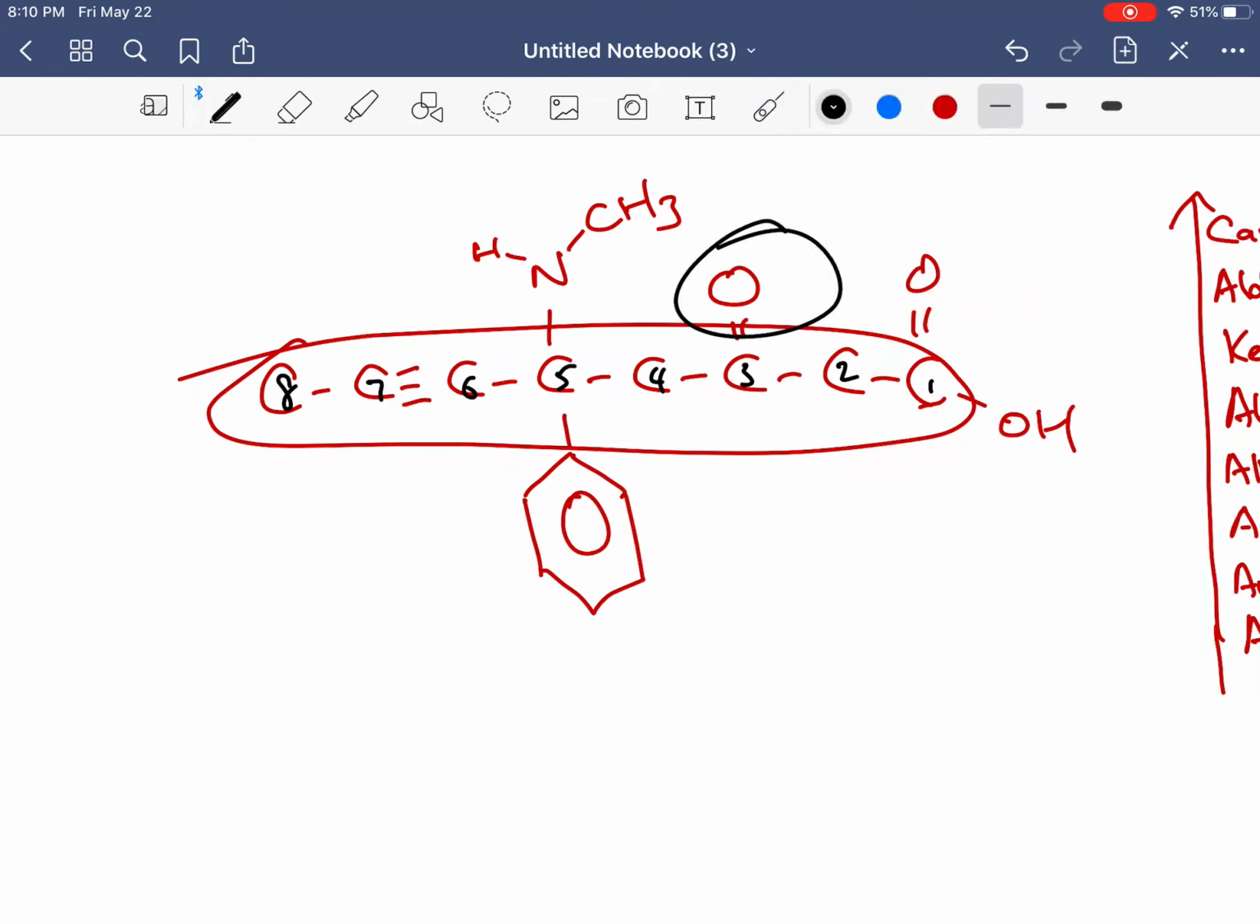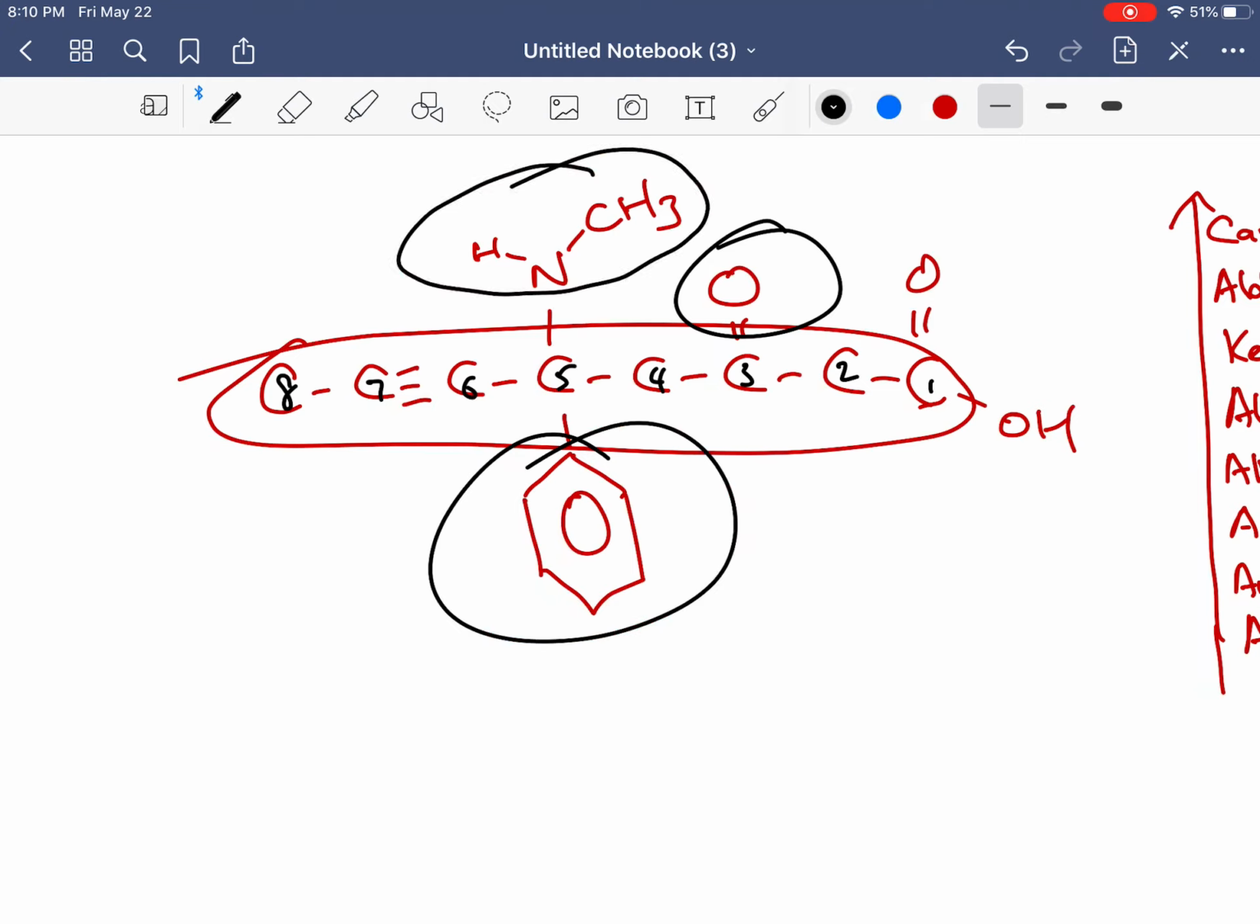So this guy's a side group. This guy's a side group. This whole thing is a side group. But how are we going to acknowledge this side group? What we need to know is that this is an amino group. It's always going to be an amino group. The problem with this amino group is the CH3 right here. So we kind of have a side group of a side group. Oh my. What are we going to do?